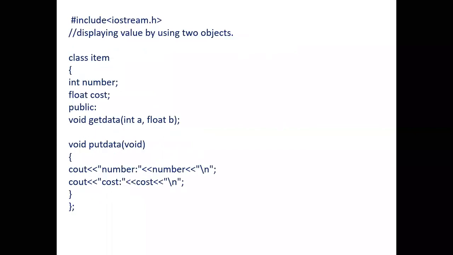So let's assume here I have two numbers, an integer number and a float cost. I will input these two values, both of them private, and I will show you how to output these two values. Now, if you can do it for two values, you can do it for 10, for 20, for 100, right? The basic idea is the same.